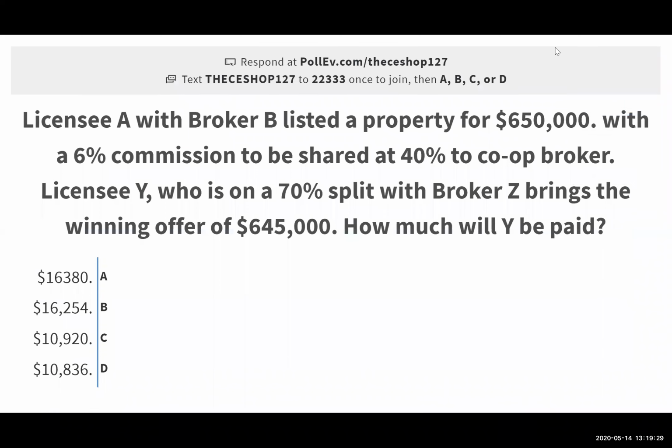So here we go. Licensee A with broker B listed a property for $650,000 with a 6% commission to be shared at 40% to the cooperating broker. Licensee Y, who is on a 70% split with broker Z, brings the winning offer of $645,000. How much will Y be paid? Give you all a few seconds on this one.